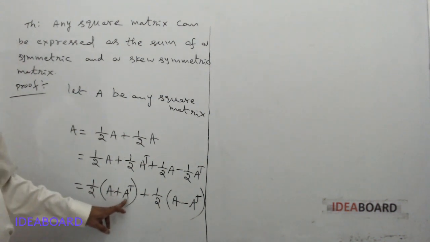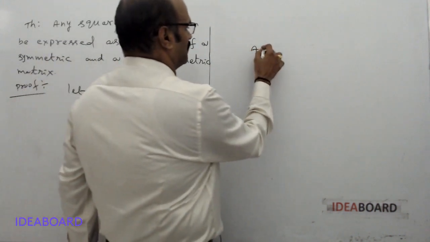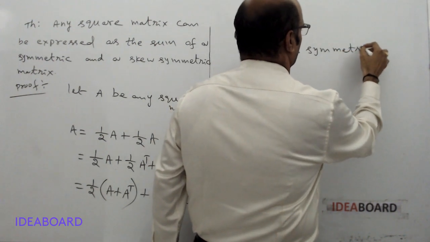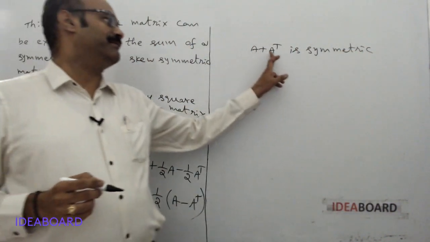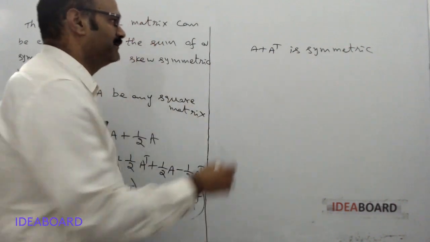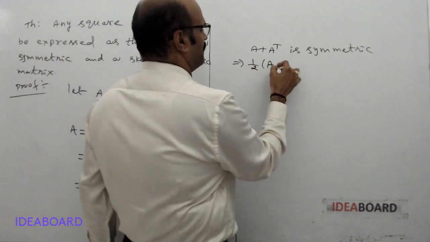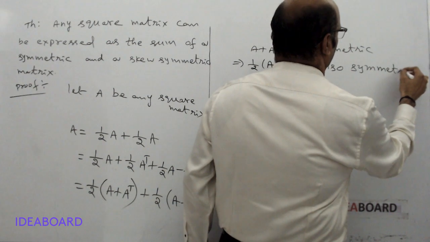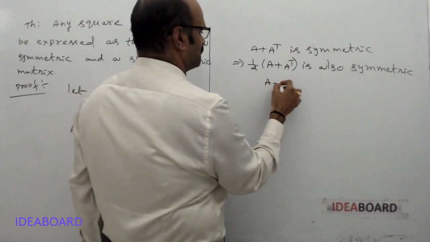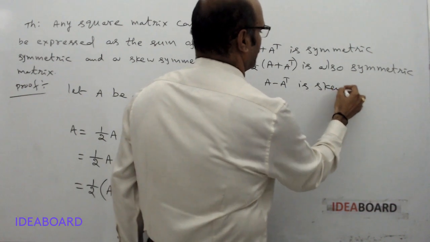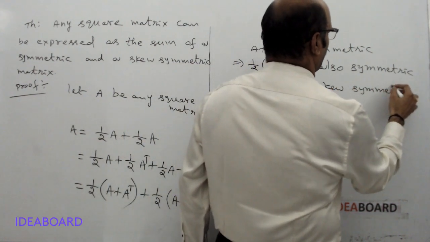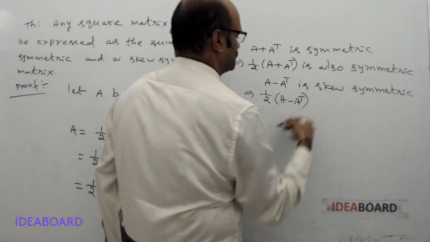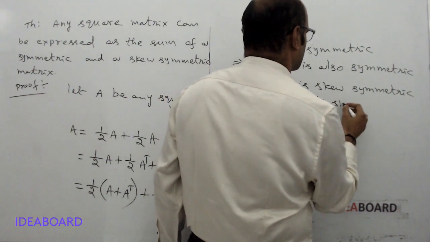We know that A plus A transpose is a symmetric matrix. Whenever A plus A transpose is a symmetric matrix, it implies half into A plus A transpose is also symmetric. A minus A transpose is skew symmetric. It implies half into A minus A transpose is also skew symmetric.